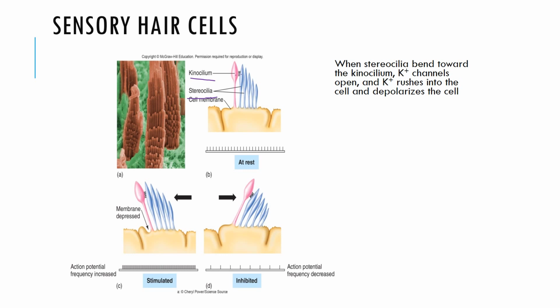So the bending away from the kinocilium though is going to hyperpolarize the sensory dendrites, and then what we have is this code for detection of direction. So here, if something is stimulated, we have the bending of the stereocilia as well as the kinocilium. However, when we bend in the opposite direction, then we have the inhibition, and so that's going to decrease the amount of potassium, and so it's going to actually hyperpolarize the cell.